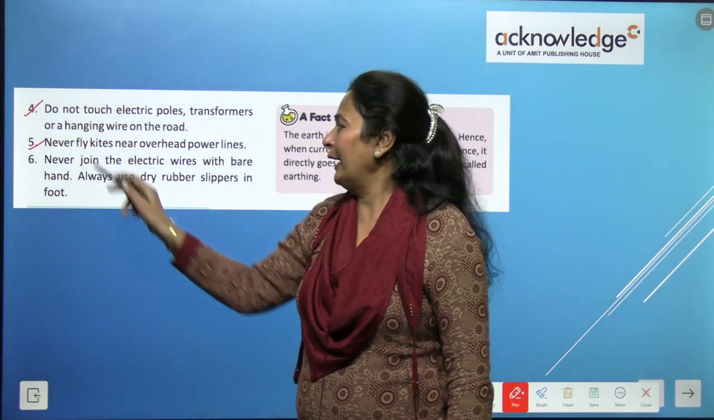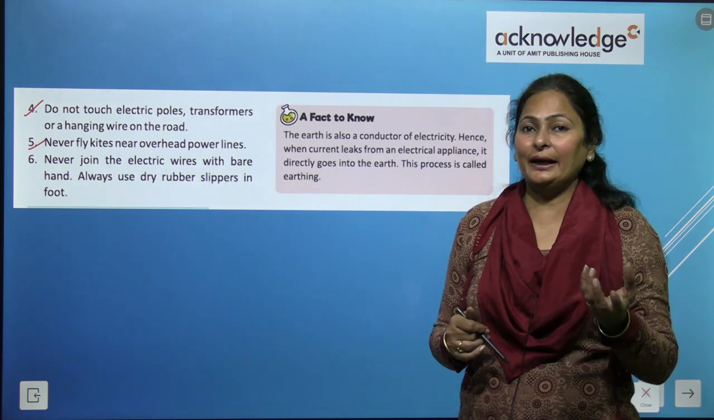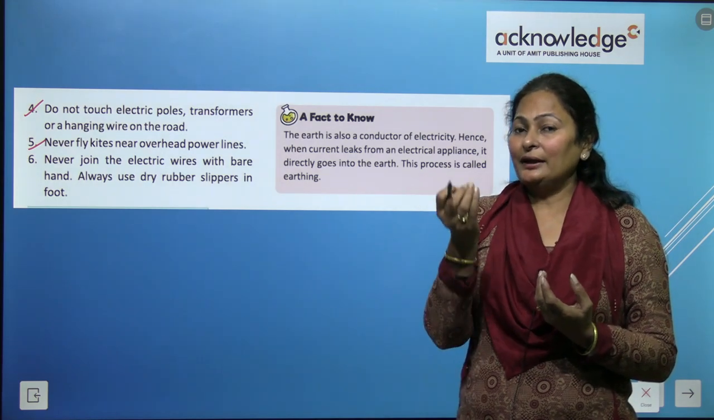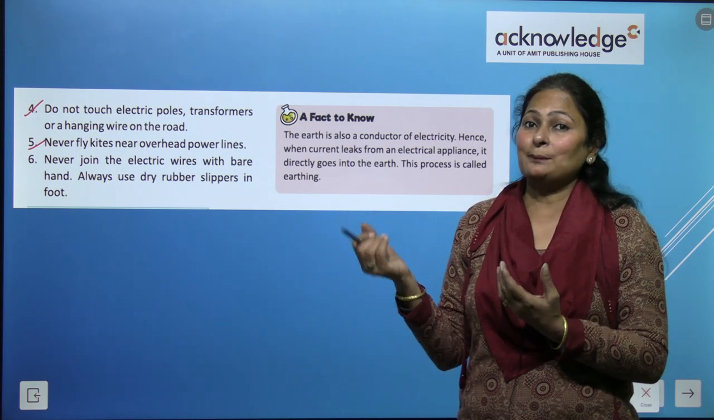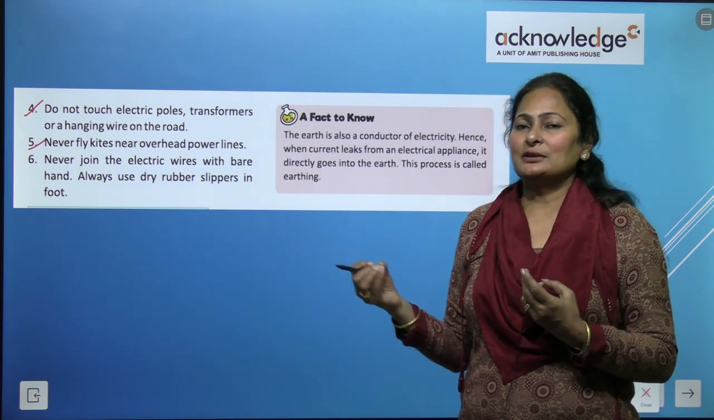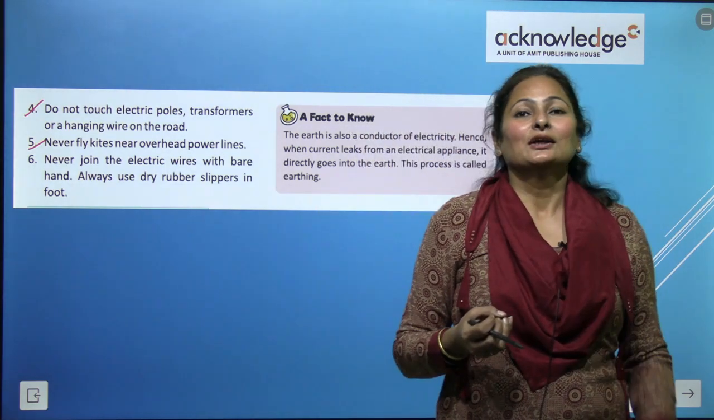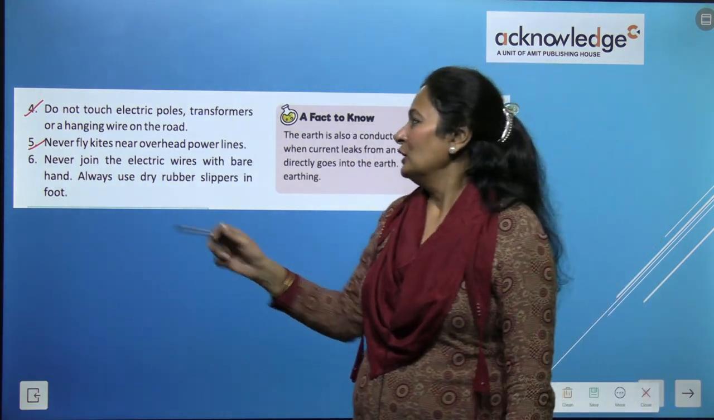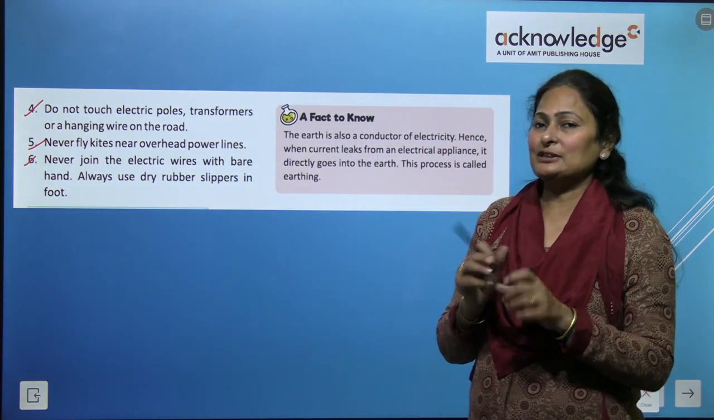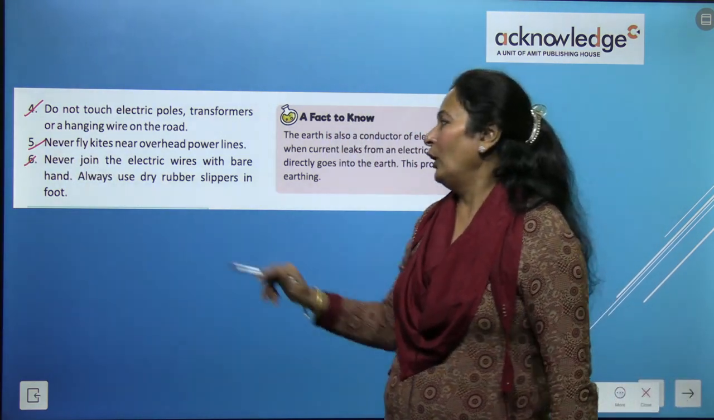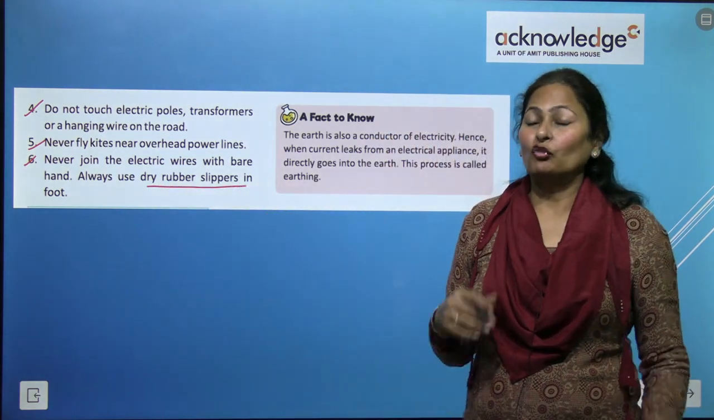Never fly kites near overhead power lines, right? So power is being generated where? At the power station, and it is being transmitted to the substation, and from the substation it is being transferred to our places through mains. So never join electric wires with bare hands, meaning without any precaution. Always use dry rubber slippers on your feet.